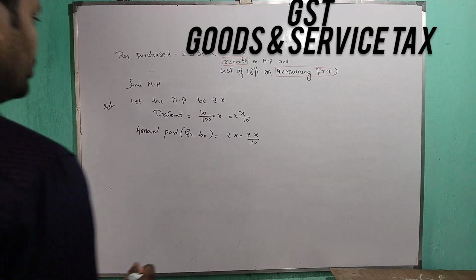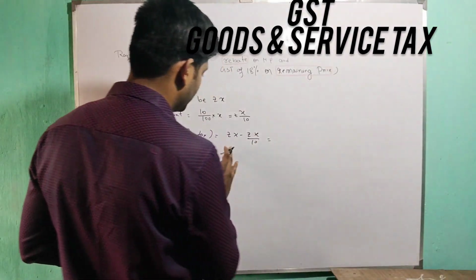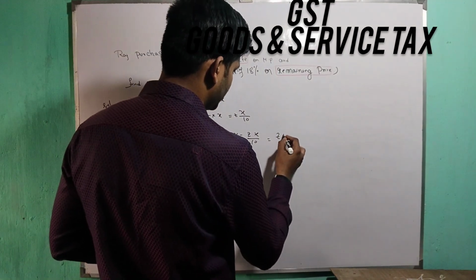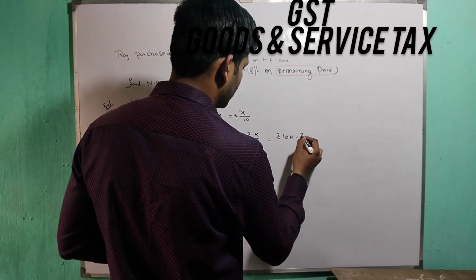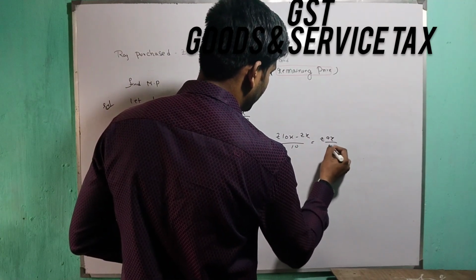Okay, next. So your LCM will be how much? So take out the LCM. I'm doing right over here. I need a space. Okay, so it will be rupees 10x minus rupees x by 10. So the answer is rupees 9x by 10.